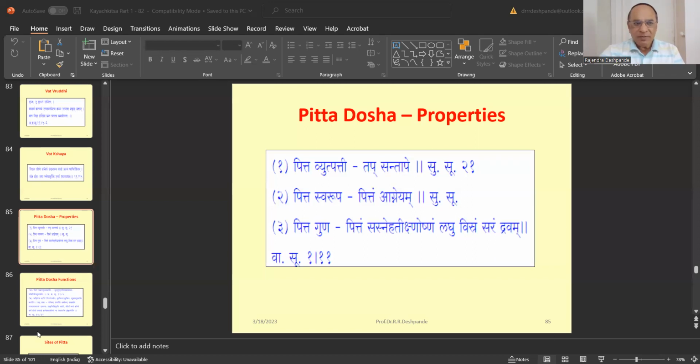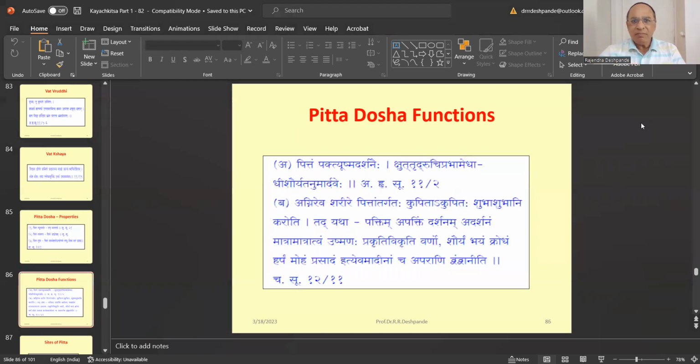Next, we will go further. For example, this is slide number 84. I think it is 85. Now I will go for 86. Okay, so let us discuss slide number 86, Pitta dosha functions.